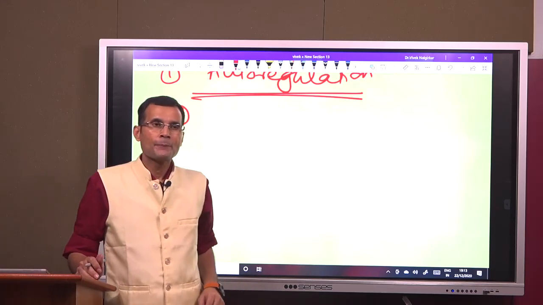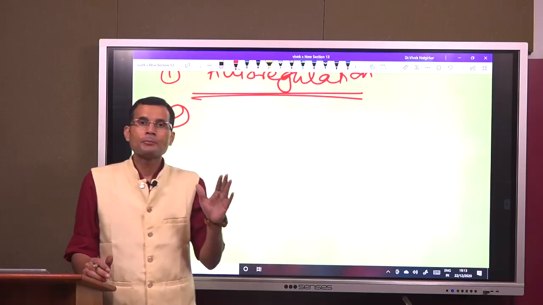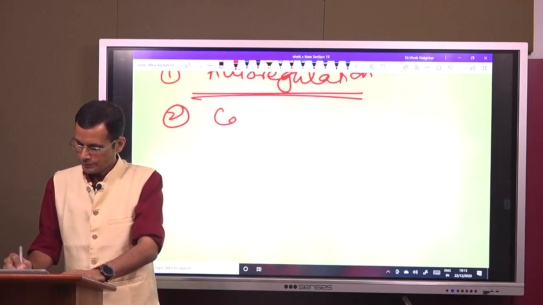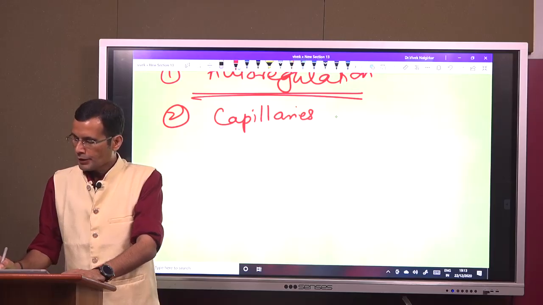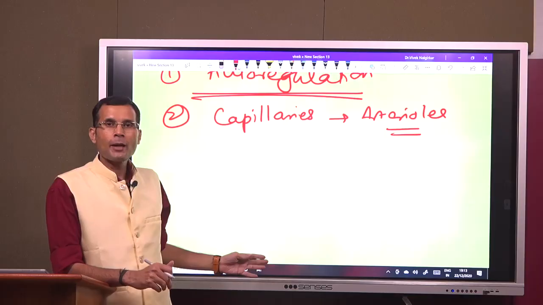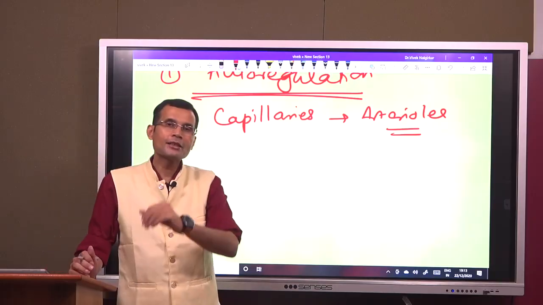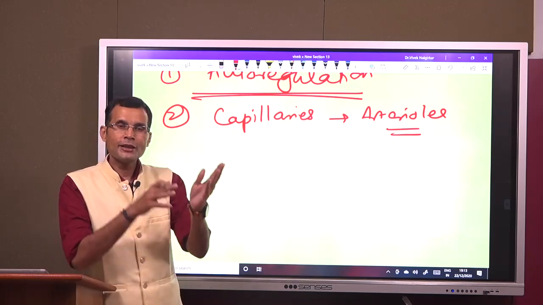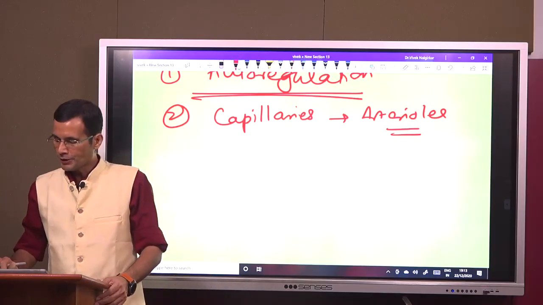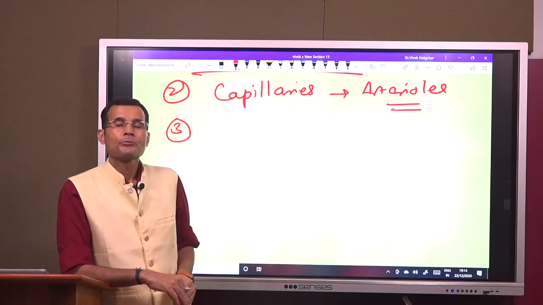Second point, this is the only circulation where capillaries lead to arterioles. Capillaries lead to arterioles, isn't it? Glomerular capillaries lead to the efferent arteriole. That's exceptional because everywhere else in the body, arterioles lead to capillary and capillary leads to veins, the venous compartment. But that does not happen here, at least in the glomerulus, in the nephron part.